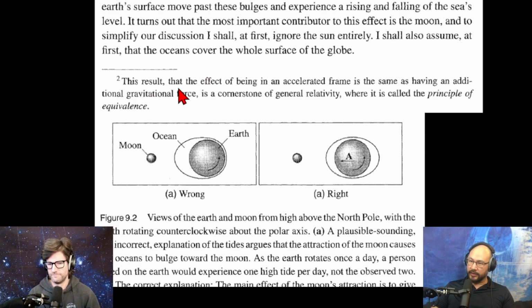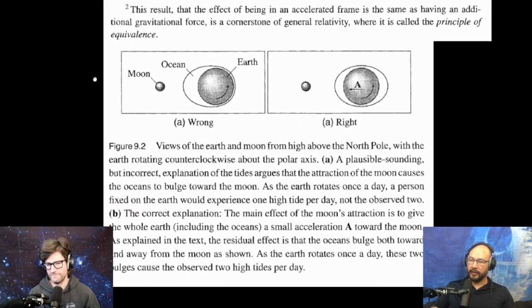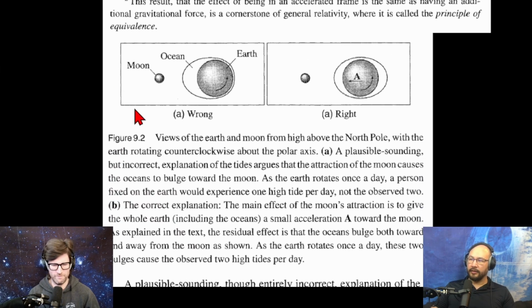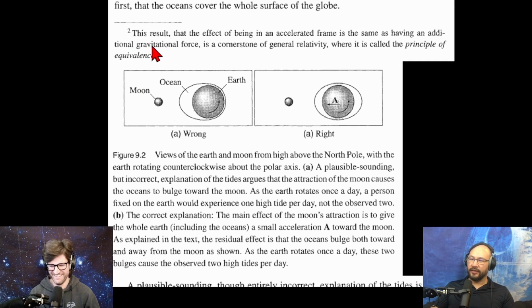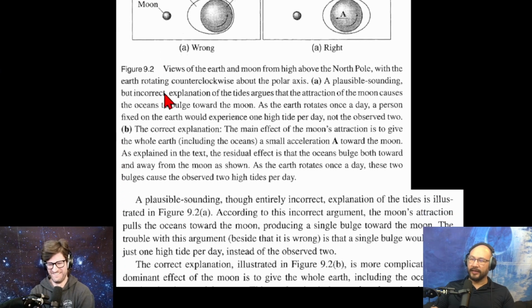This result that the effect of being in an accelerated frame is the same as having an additional gravitational force is the cornerstone of general relativity, where it is called the principle of equivalence. Okay. I don't know if we need that for tides, but okay, go ahead. Thanks, footnote. We'll come back to this picture.